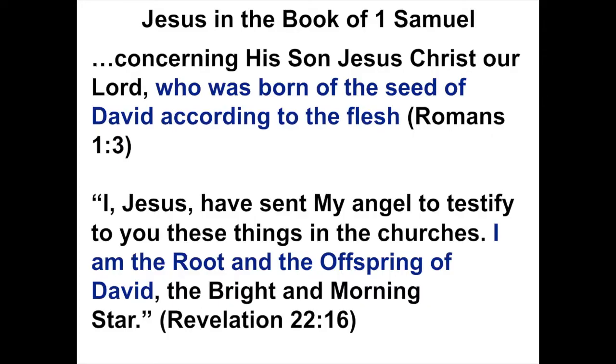There's many passages in there that call him. If you were to skip over to Revelation chapter 22, and you realize Revelation chapter 22, you're talking about the last chapter in the Bible. You're talking about what Jesus describes himself as being. Notice this. He says, "I, Jesus, have sent my angel to testify to you these things in the churches. I am the root and the offspring of David, the bright and morning star."